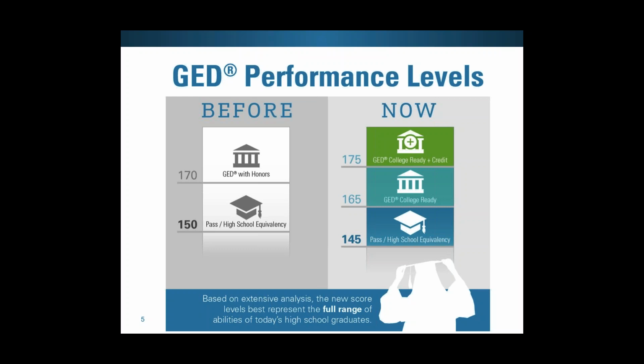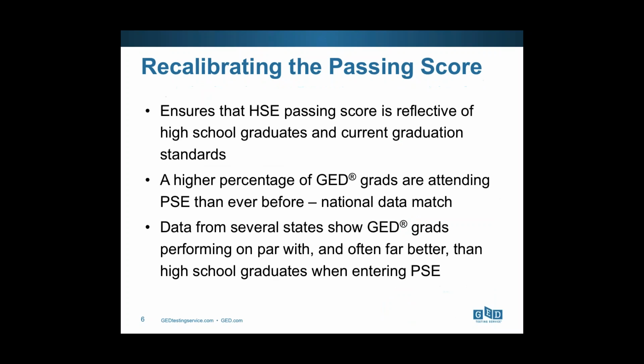A new additional level is 175, which we're calling GED College Ready plus credit, and I think there's a lot of excitement about that one. That's a brand new level I'm going to spend a little bit of time talking about. So why recalibrate the passing score?